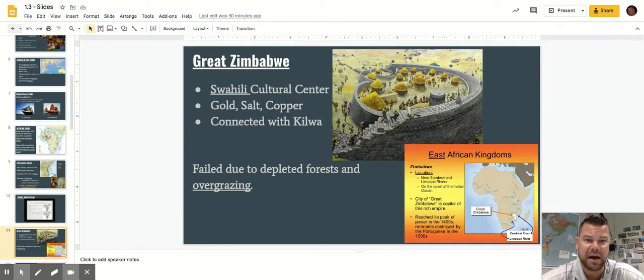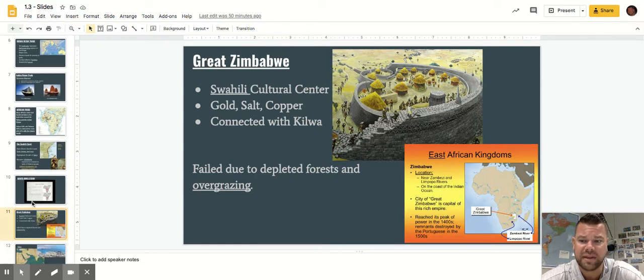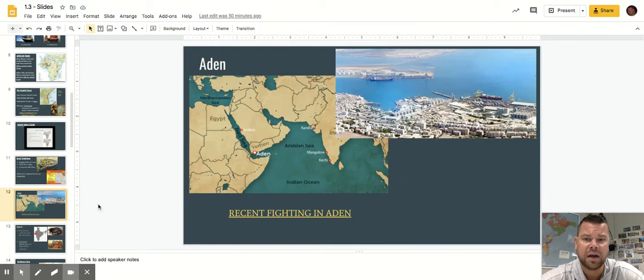There's very, very little evidence that Great Zimbabwe was even there. There are minor examples of it, but because of the forest getting depleted and the overgrazing from the cows, this place went belly up later on in the time period, and then was finally wiped out by the Portuguese when they started to sail. But that's another region.